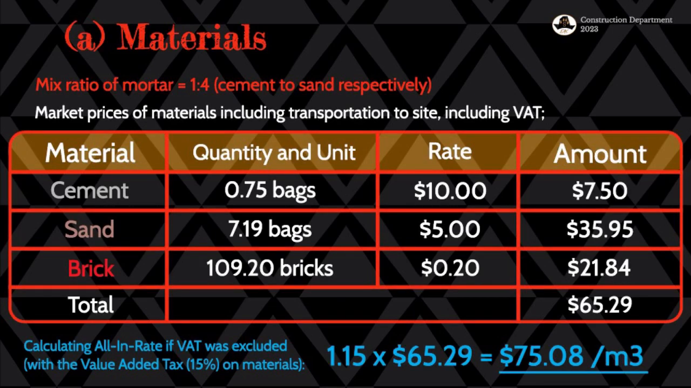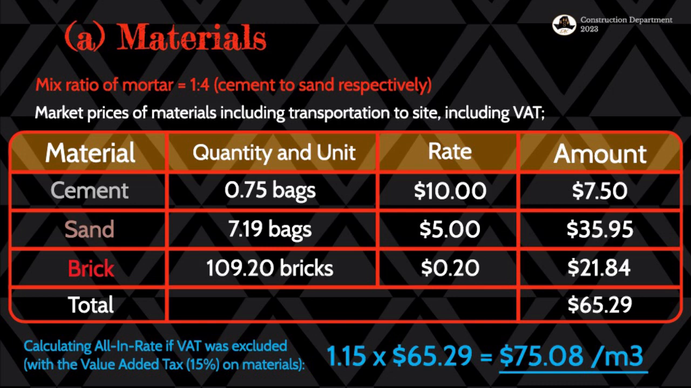Alright, so for materials, we are going to mix the mortar as 1:4, cement to sand mixture respectively, so don't forget that. Then also our market prices for the materials include the transportation to site, and also VAT, which is the value added tax. Alright, and then you can see that in the table we have the materials that we're looking at: the cement, sand and brick.